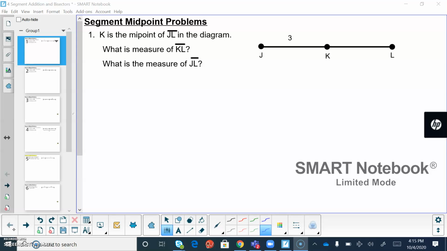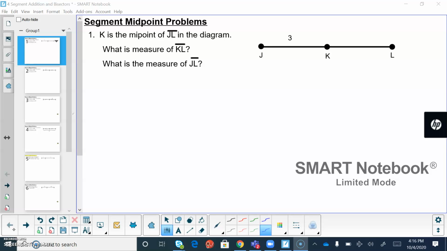So if you need to back up and see the diagram again and review it before answering the question, just pause the video, use your video controls, back it up so that you can review the diagram, and then keep going answering the questions. Let's look at this first problem.